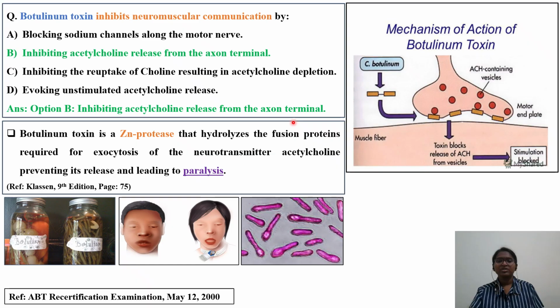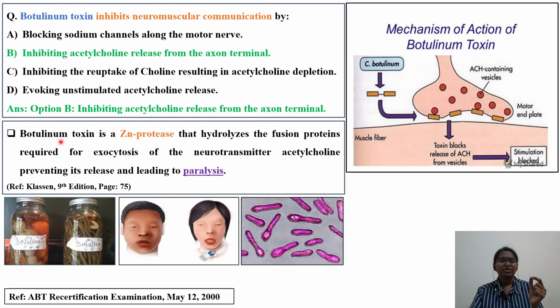What is happening in the case of botulism toxin is, this is your neuromuscular junction. These are the acetylcholine vesicles, in which acetylcholine is stored. This is your motor end plate. Botulism toxin is blocking this particular NMJ junction, inhibiting the vesicles from releasing acetylcholine into the neuromuscular junction.